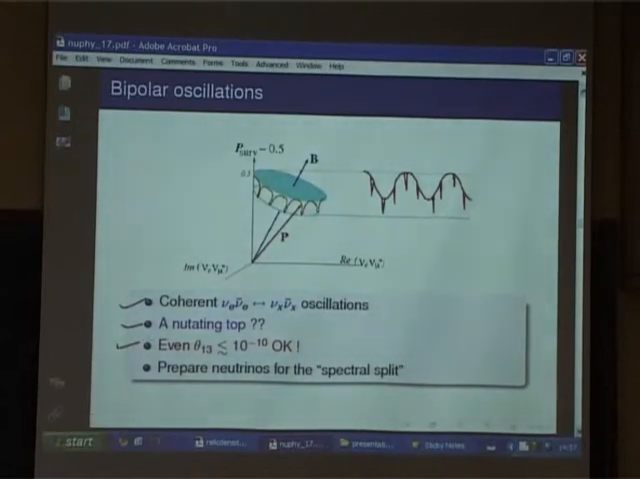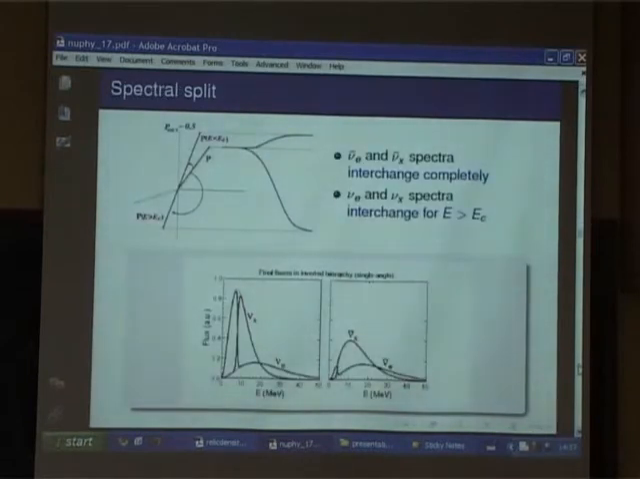This is not all, this is just the second stage. What these bipolar oscillations do is take you out of this precession mode, so then you can have large flavor conversion. What happens later on is something even more strange. It's called a spectral split. See, earlier what was happening? All the energies were precessing with the same frequency, so all the peaks were the same.